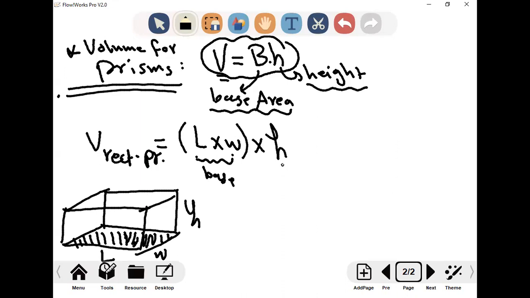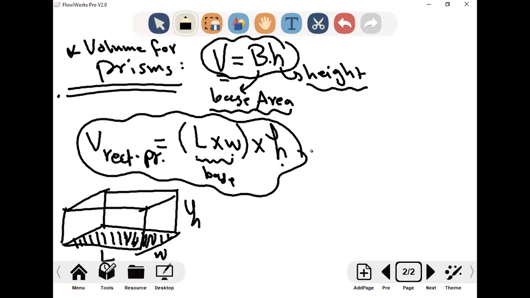Is this clear? Let's do example 1. This volume formula is for the rectangular prism only. Other prisms and pyramids have something else. You have a rectangular prism: length by width by height. We're done. Example 1.